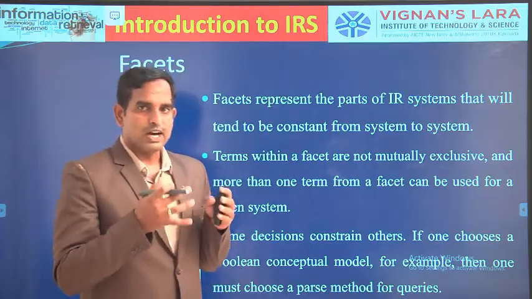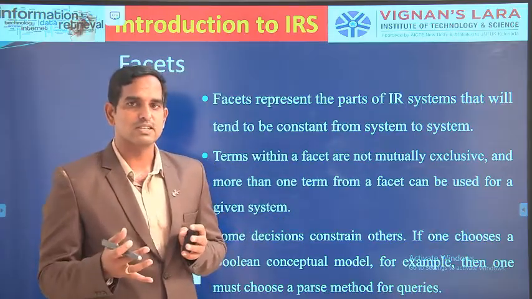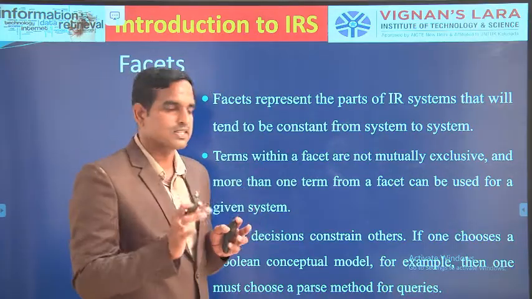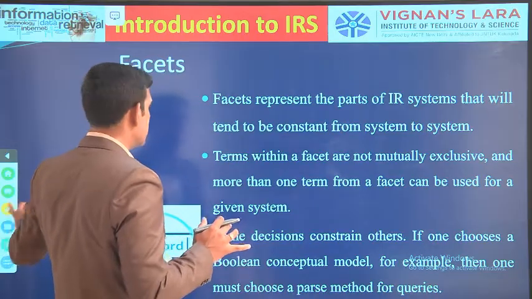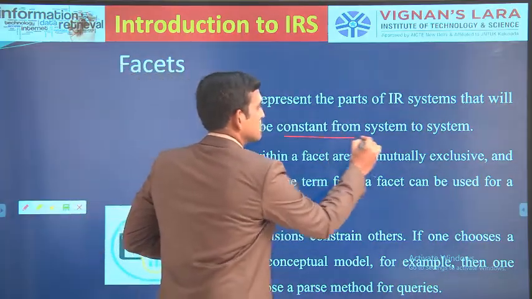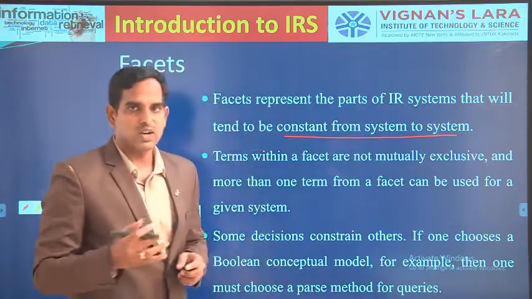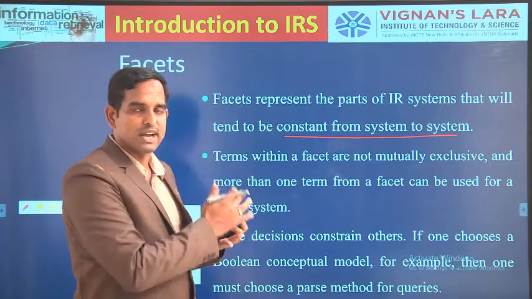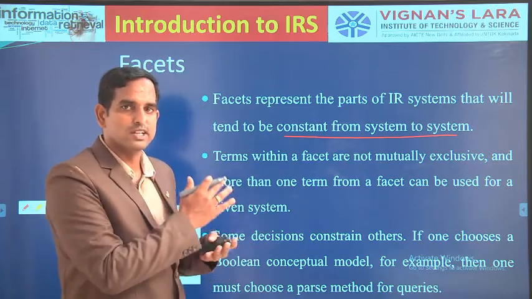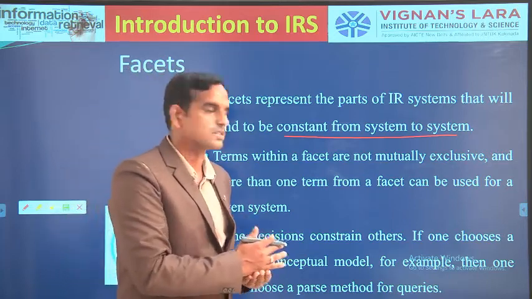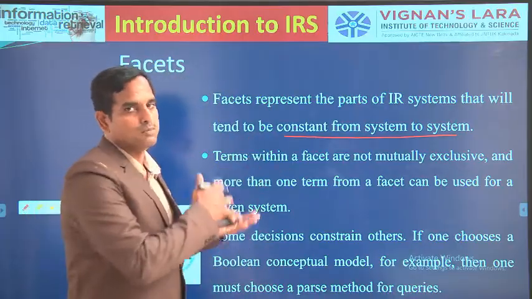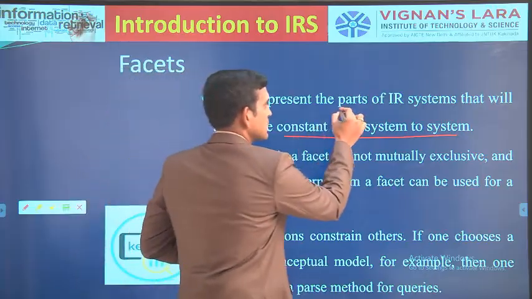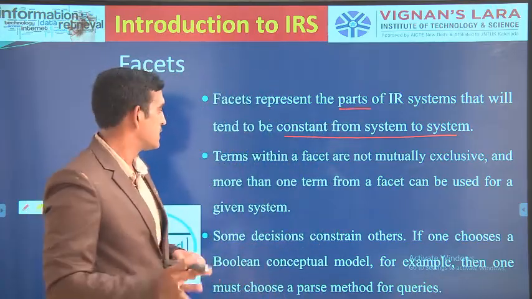Okay, when you are analyzing the domain of your information retrieval system, you need to know what are the things which are common between the systems. So these facets are basically those common or constant things from system to system. That is, whatever facets I gave you, the hardware, the domain, the file system, the conceptual model, the query operations, the term operations, all these things will be common to each and every information retrieval system. Facets are such parts which are common to all the information retrieval systems.